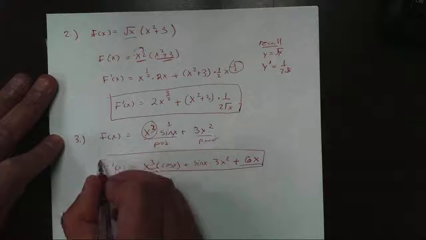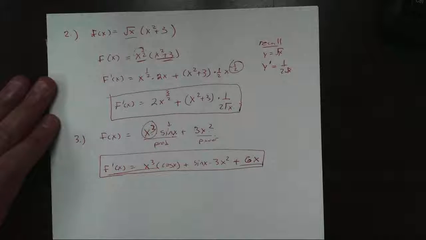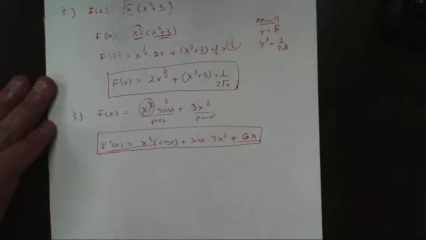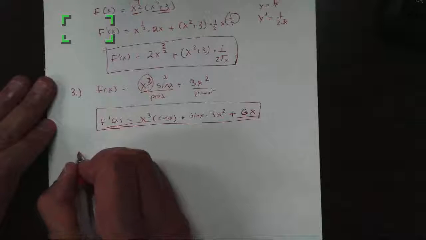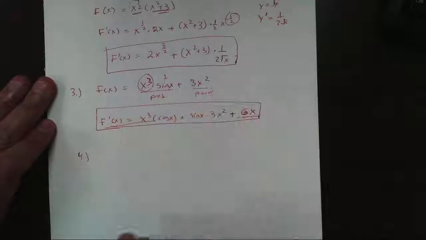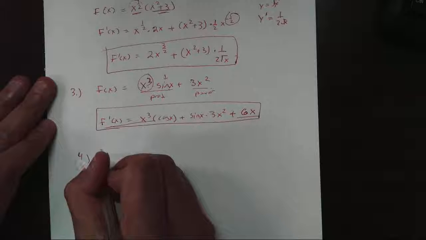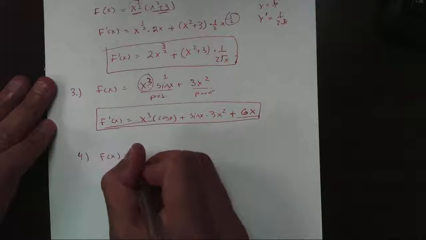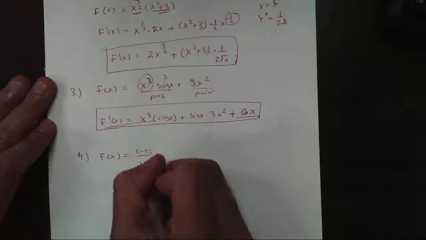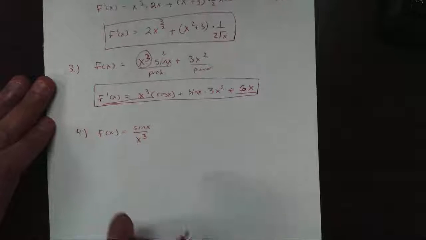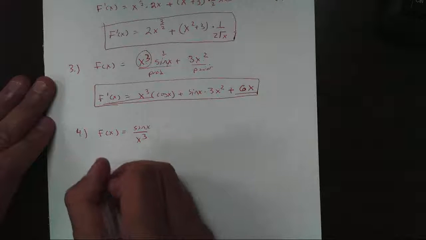And there is your derivative. So for the next few examples, we're going to take a look at some quotient rules. Those are some power rules. So let's take a look at quotient rules. Let's say we have f of x equals sine of x over x cubed. I want to take this derivative.